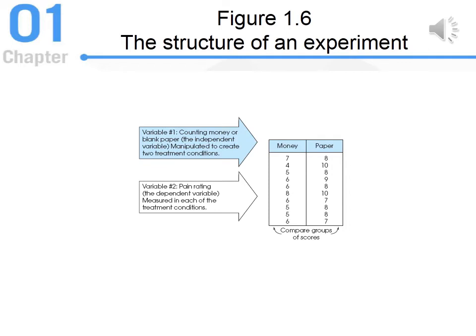So what you see for the dependent variable are those numbers in the chart. Those are each person's pain ratings after having counted money or having counted paper. And then we'll compare those two groups on their pain ratings. So any difference between the ratings between the two groups is attributed to the independent variable, that is, having counted paper versus money. And if you look at the scores, you can see that even brief exposure to a whole bunch of money makes us more resilient to a little bit of pain, it seems.